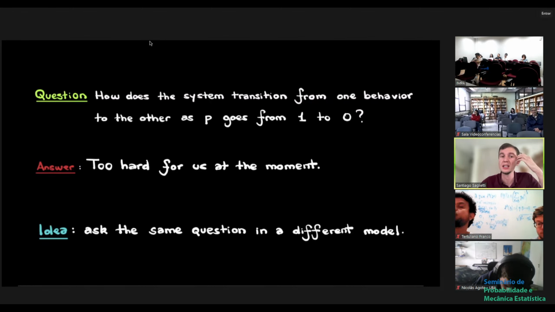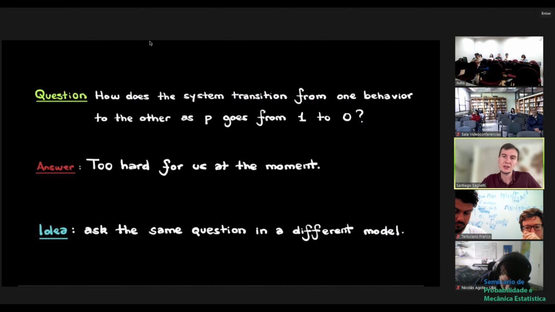We think ballistic deposition should be in the KPZ universality class, but we don't even know. So to try and say something when p goes from 1 to 0 is even harder. So this problem is too hard for us at the moment. The idea that Francis had was to ask the same kind of question in a different model where we can try and study this transition, okay?